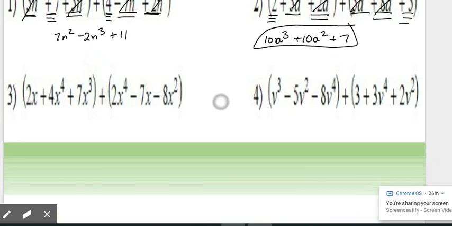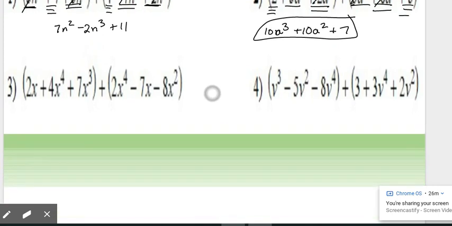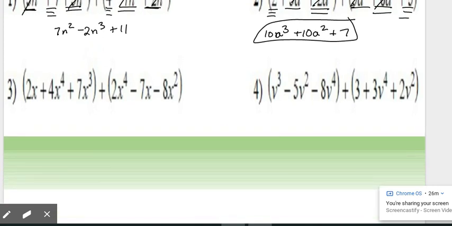Okay. For number 3, we have our x to the fourths. 4 plus 2 is 6. Now, we only have one of these x to the thirds, so drop it like it's hot.